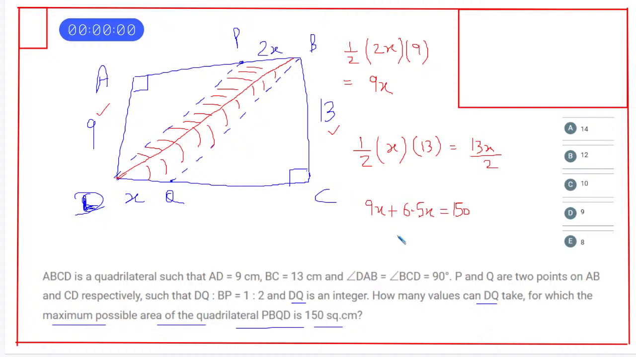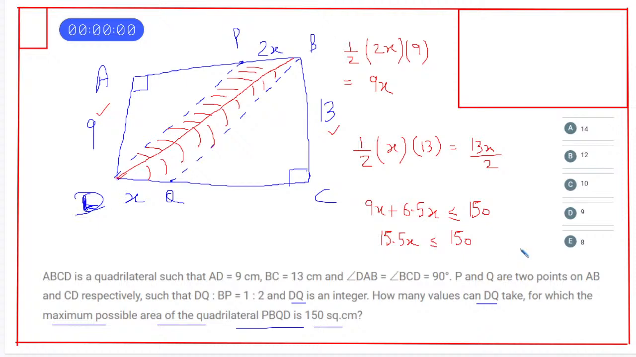How many values can DQ take? There's only one value. Okay, let's see. Maximum possible area is maximum area. Okay, it's a limitation, sorry. Maximum area is 150. So it is less than or equal to 150. Okay, yeah, now it is fine. So 15.5X.